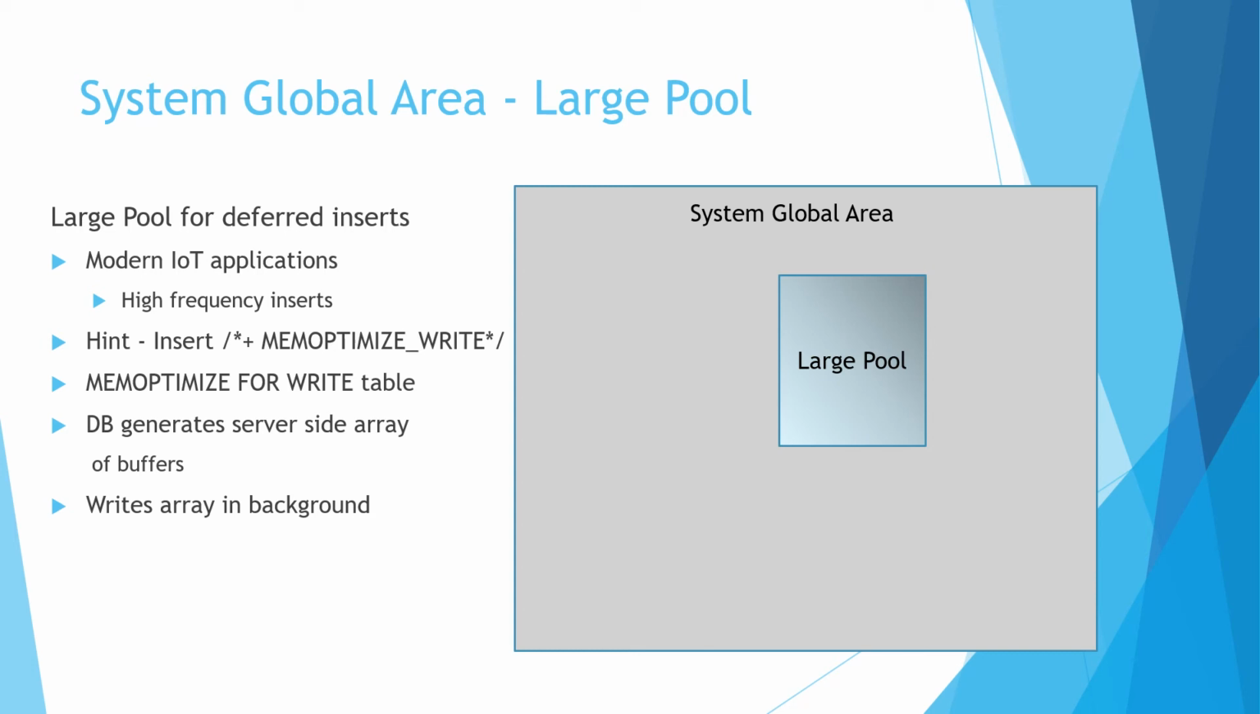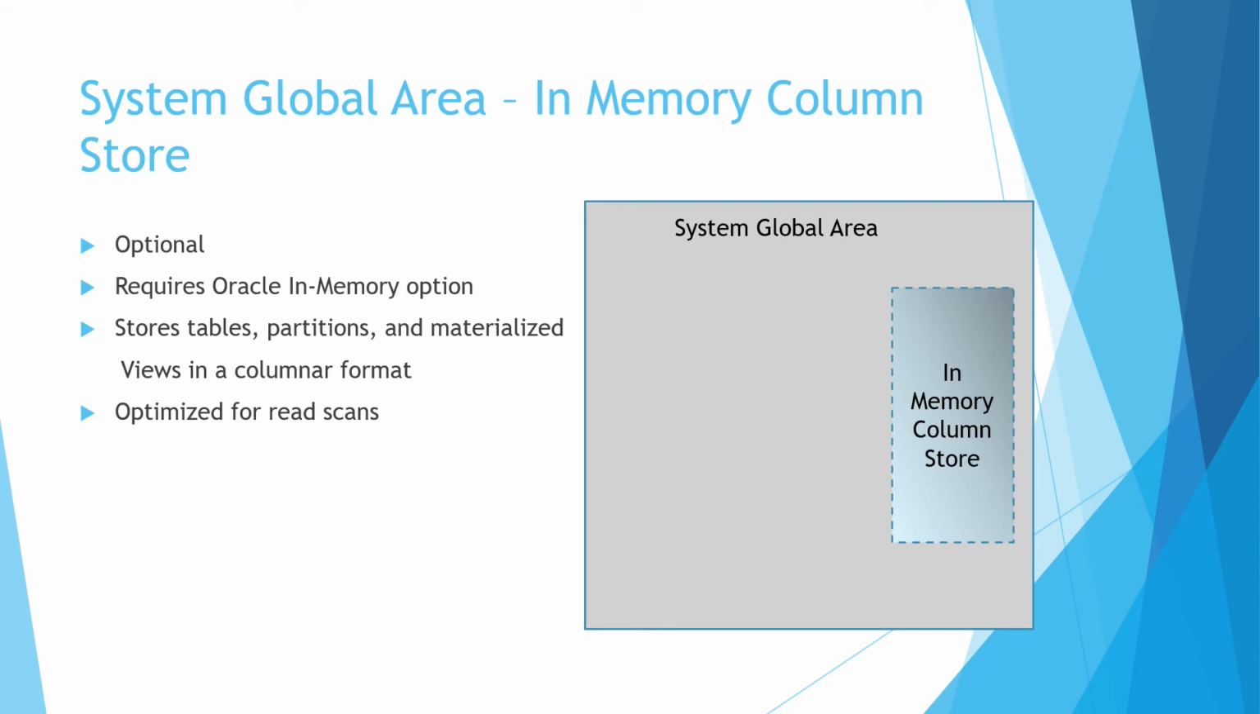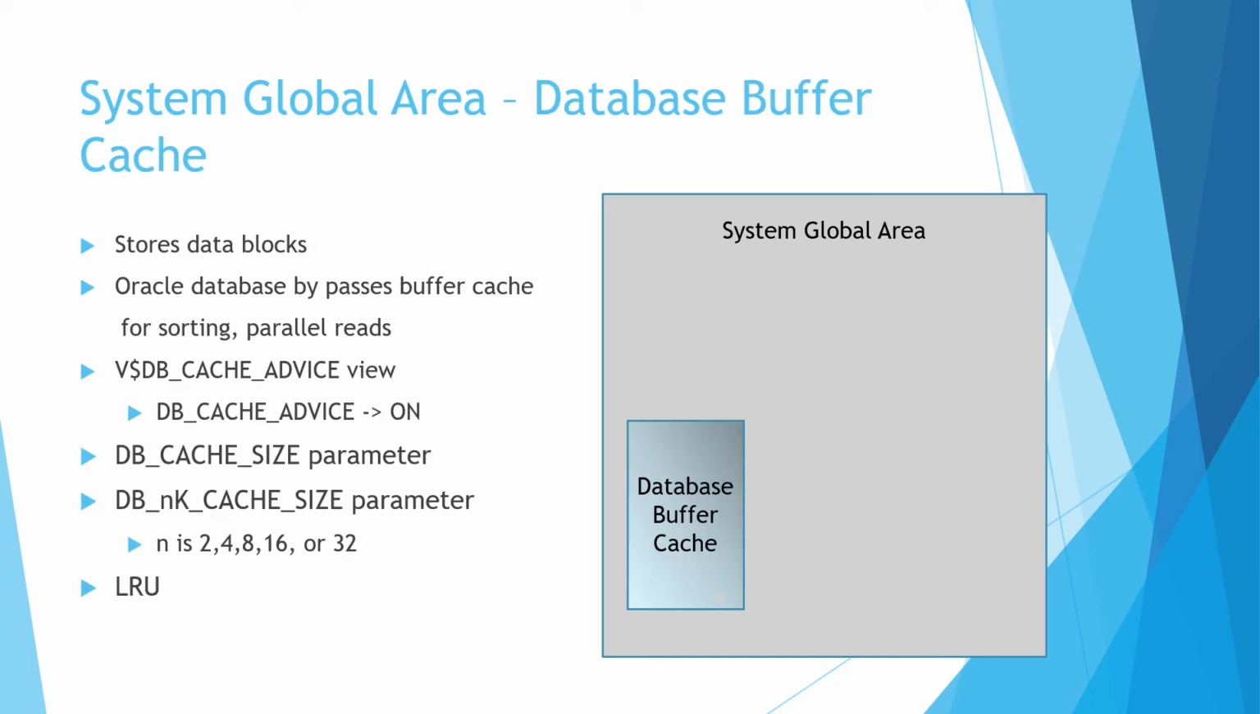The in-memory column store is an optional area in the SGA which stores database tables, partitions, and materialized views in columns. The in-memory feature, combined with the storage, help improve the performance of reads, joins, and aggregations. The database buffer cache is the component of the SGA which stores the data blocks. The Oracle database bypasses the buffer cache for some operations such as sorts and parallel reads.